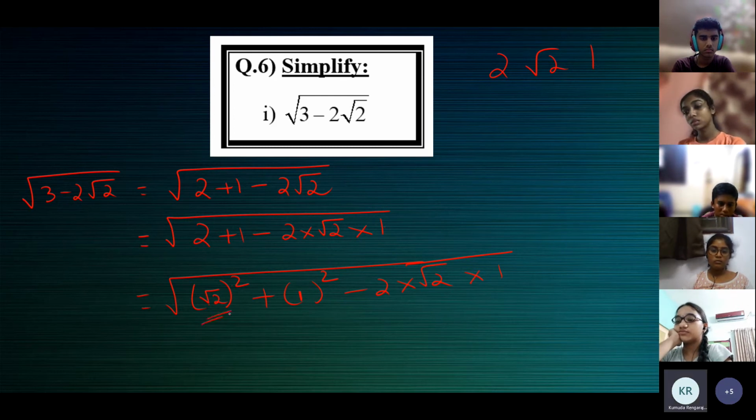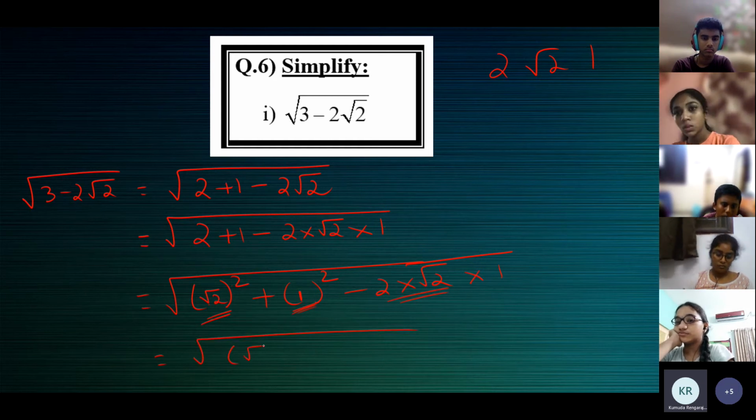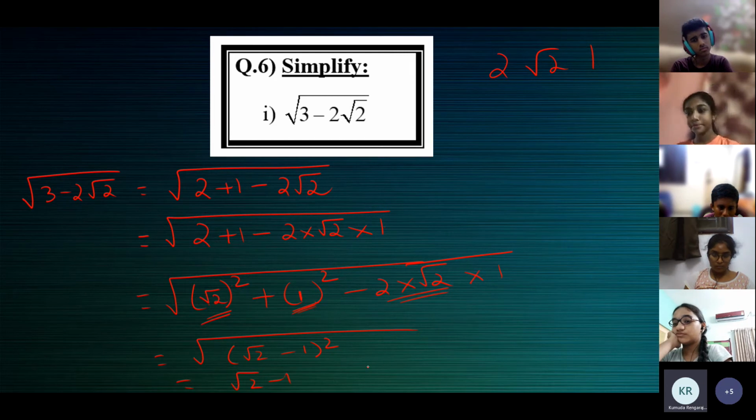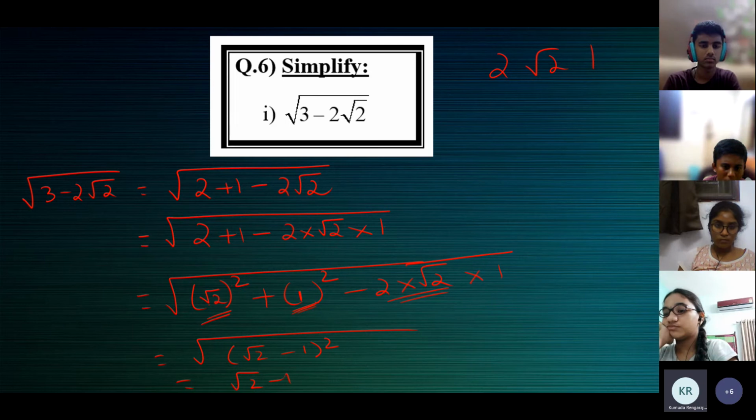So you can see a square, you can see plus b square, you can see minus 2ab, which is nothing but a minus b the whole square, root 2 minus 1 the whole square. So the value of the expression is root 2 minus 1, root 2 minus 1 the whole square under the square root. So the value is root 2 minus 1.